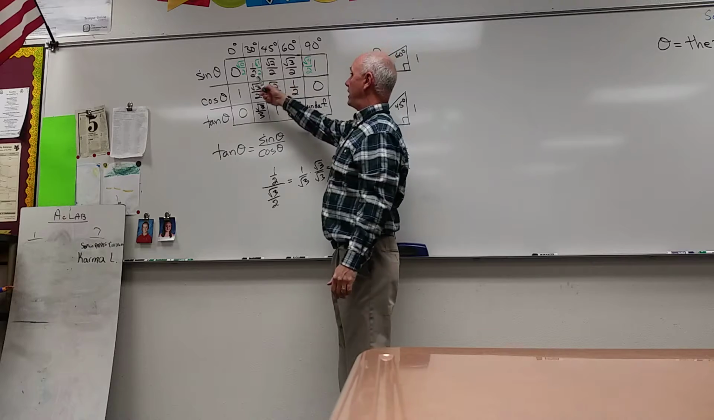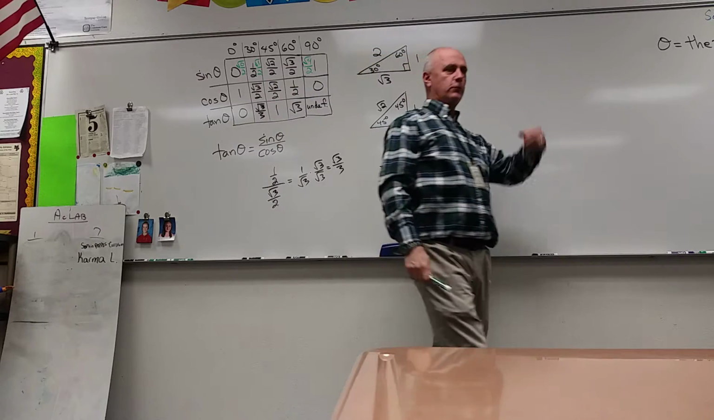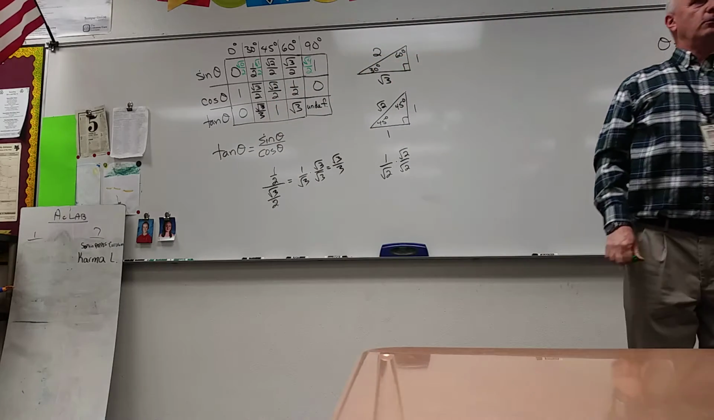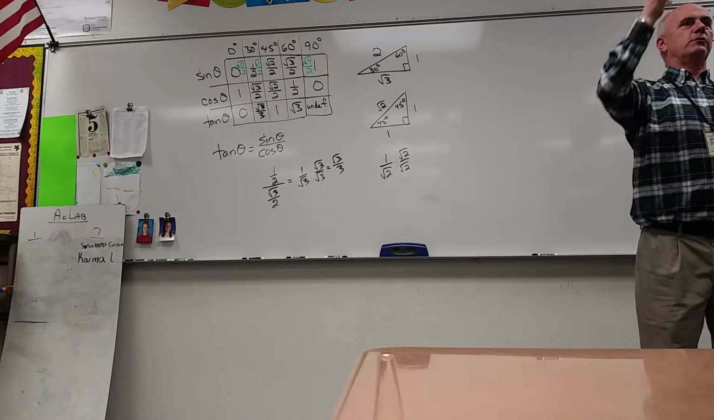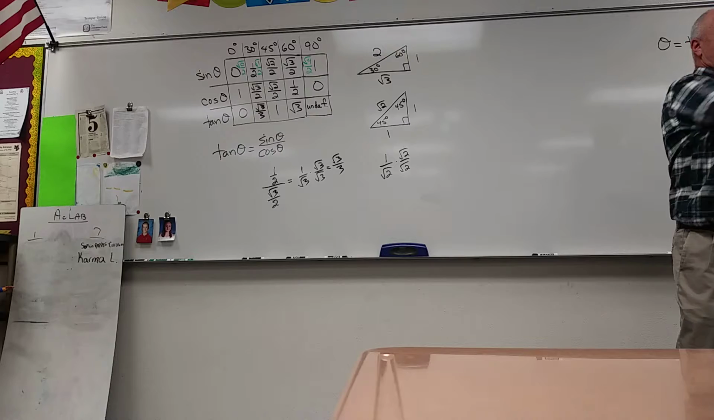And then, so that sine is root 0 over 2, root 1 over 2, root 2 over 2, root 3 over 2, root 4 over 2, which makes cosine root 4 over 2, root 3 over 2, root 2 over 2, root 1 over 2, root 0 over 2.